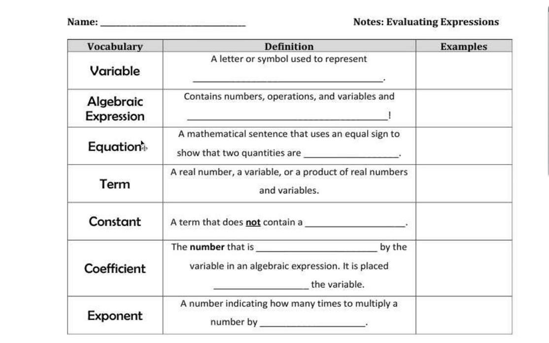So we're going to talk about the vocab we use when we are evaluating expressions. These vocabulary words will be on your test, so we need to make sure we're studying them. So our first vocabulary word is variable.